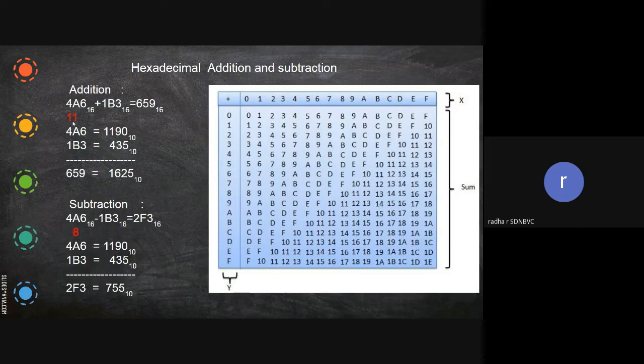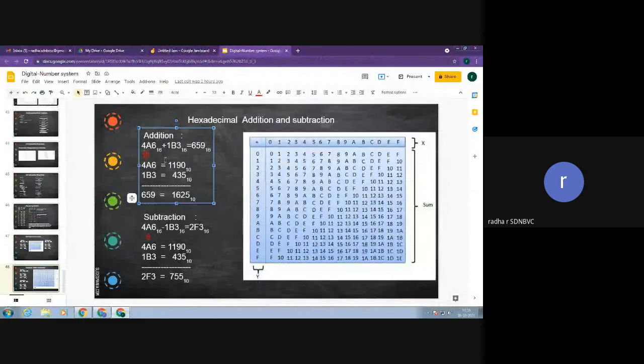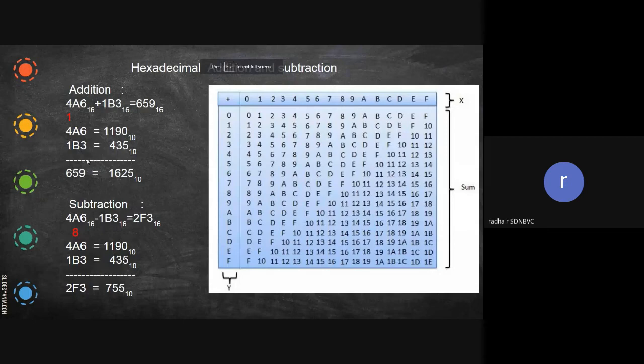Okay, carry 1. The carry comes here. When the carry comes, 4 plus 1 plus 1, so 6. I will correct it. Here it should not be there. Right. Now you have 659. Now you have to find its equivalent by multiplying by 16 power 0, 16 power 1, 16 power 2. You will be getting this value.